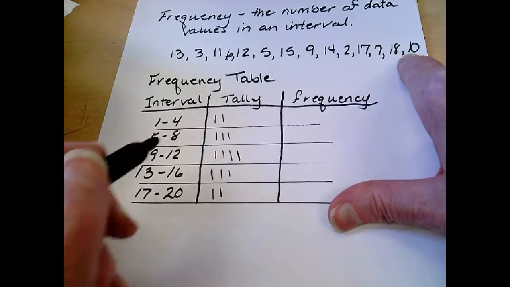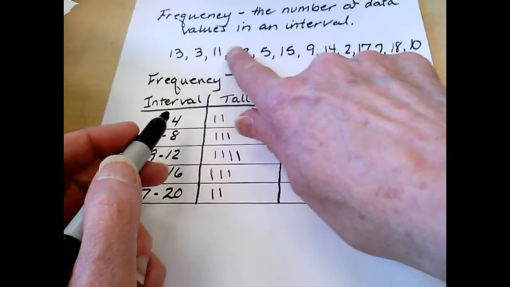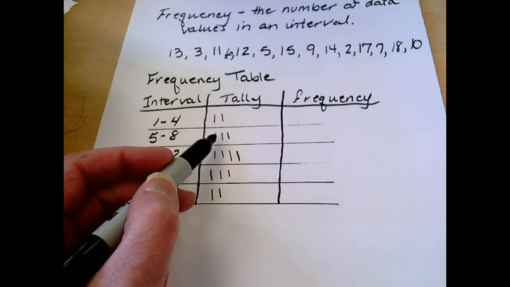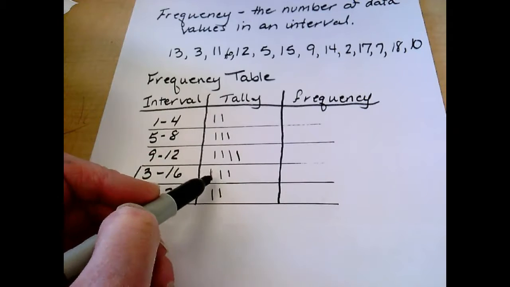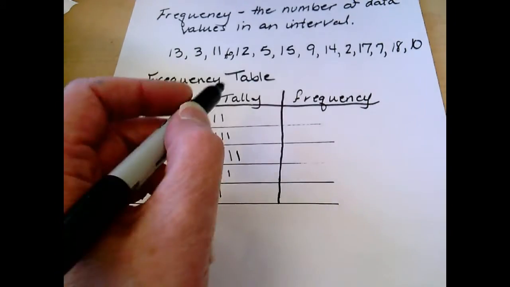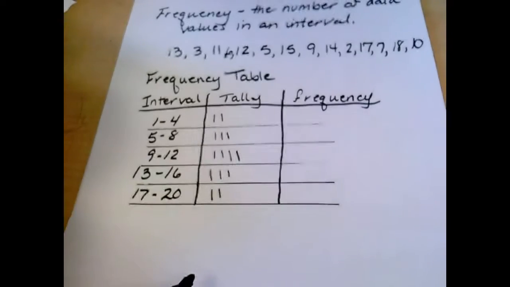So then I always double check that I have the same amount. So I have 2, 4, 6, 8, 10, 12, 14 of them. So I have all I need. And then I go over and tally them, add them together, and write them in the frequency.